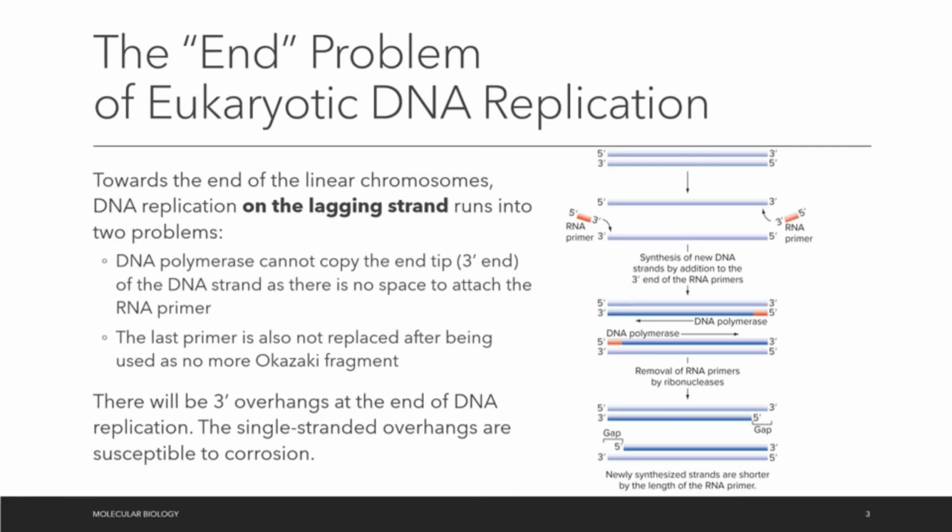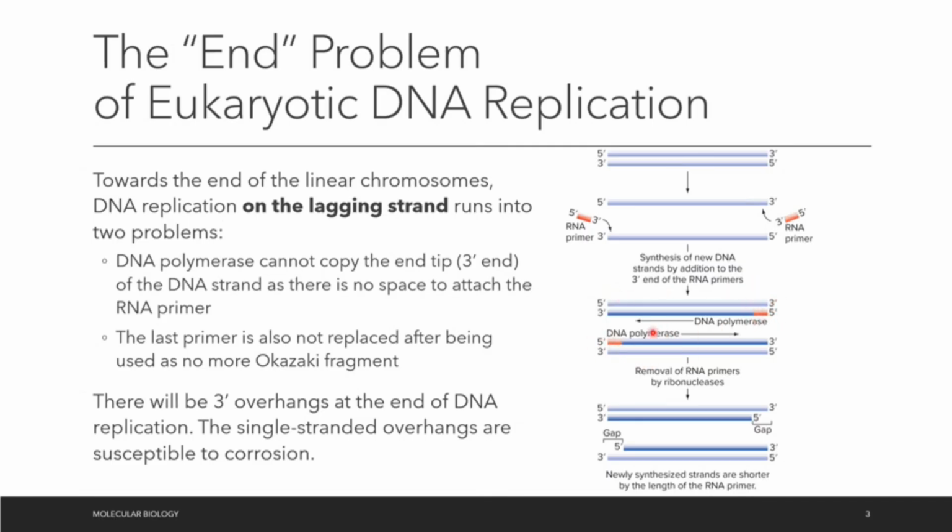How about the previous primer, or rather the last primer that was generated? Well, after the last primer is removed, it also cannot be replaced, because again there is no free 3' end at the very end of the DNA to allow DNA polymerase to close the gap. Okay. So at the end of the DNA replication, you can see in this picture here, we have the RNA primers at the very end of these two pieces of DNA.